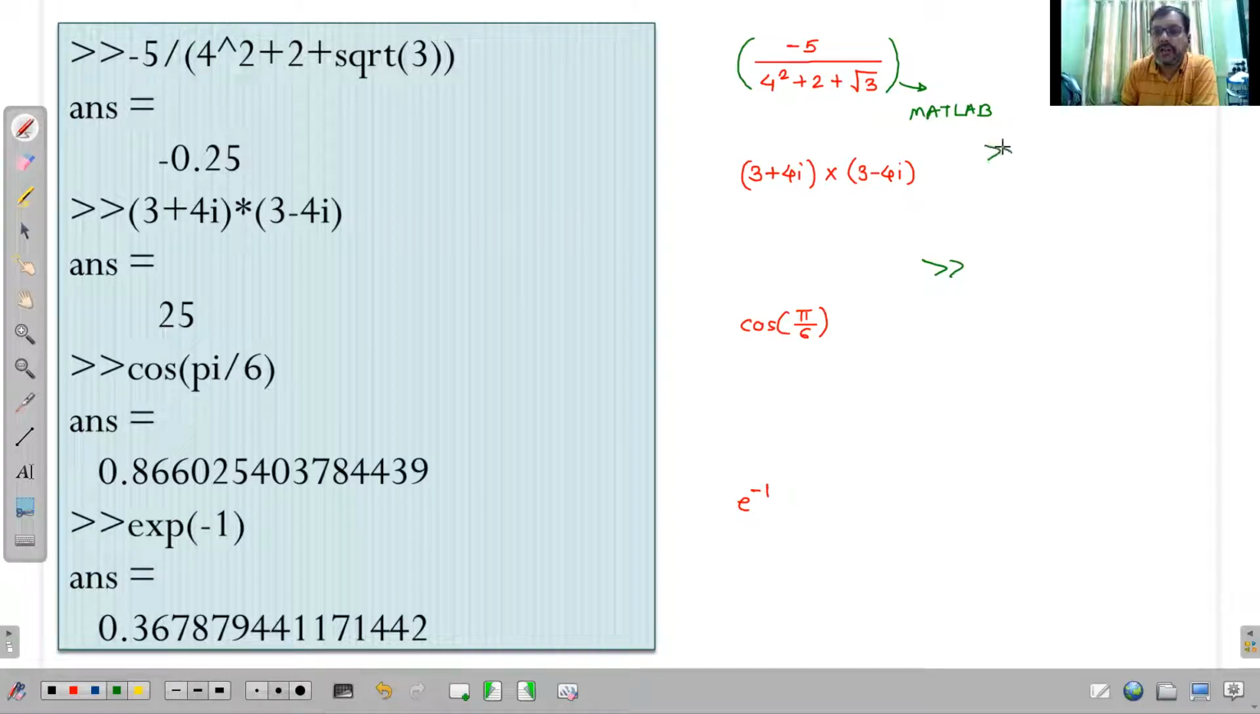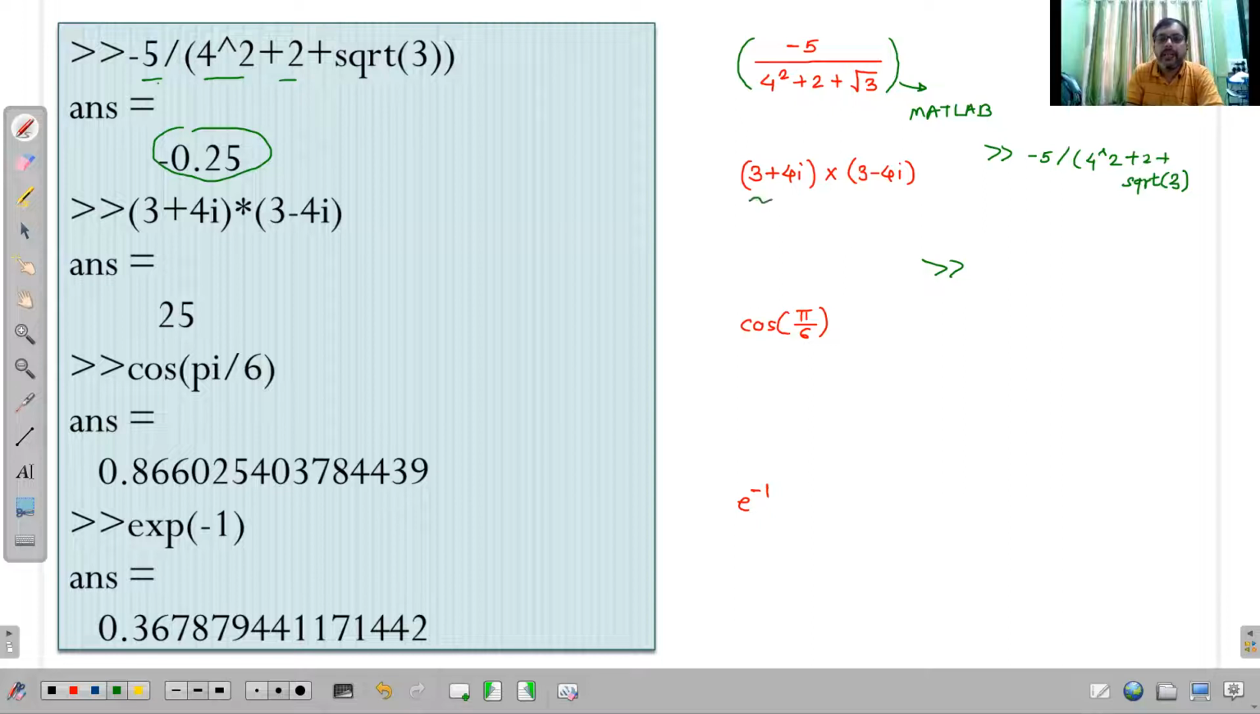In front of these two arrows, you can type this equation as minus 5 divided by, and for divide you have to use the slash, then 4 cap 2, that is 4 square, plus 2, and to take the square root you have to give the command sqrt. Keep in mind, every command will start with the round bracket, square root of 3, just like typed here. So minus 5, 4 square plus 2 plus sqrt of 3. Okay, so you will get the answer. The answer is minus 0.25.